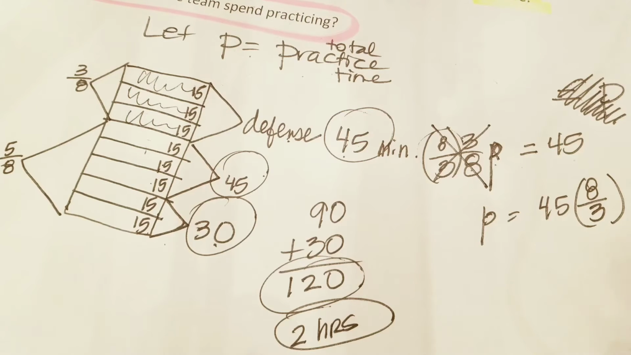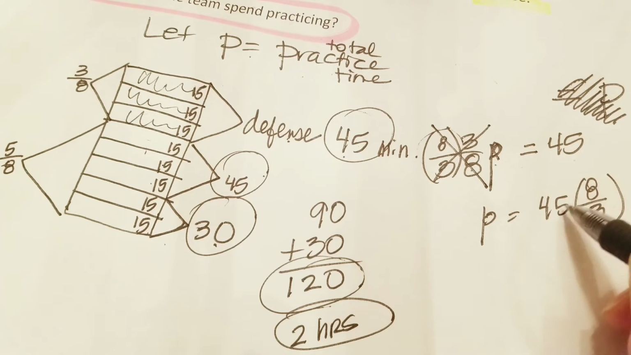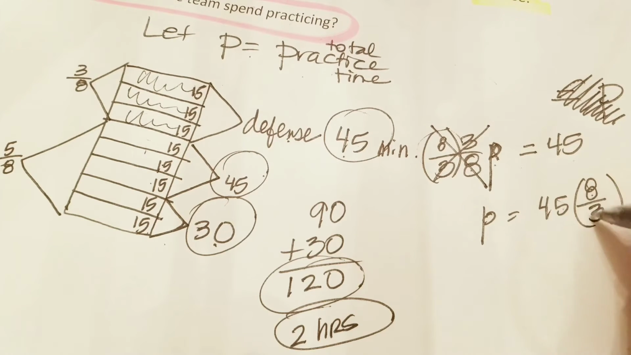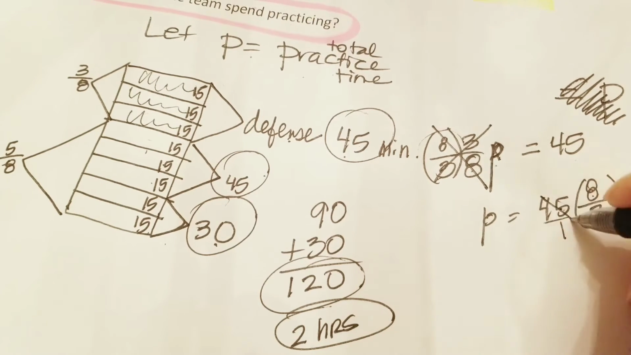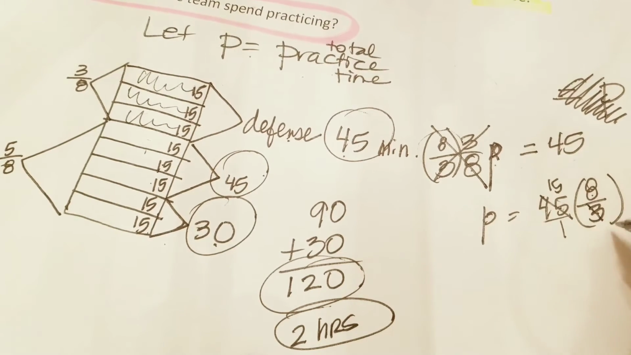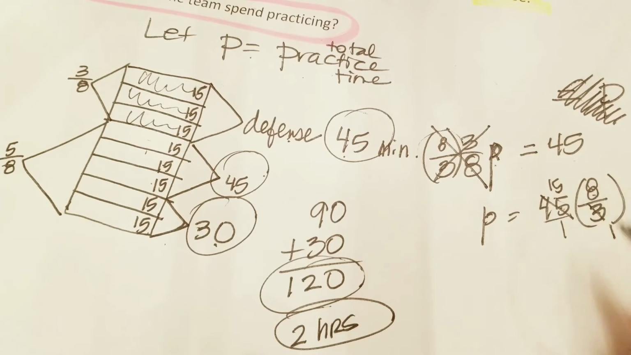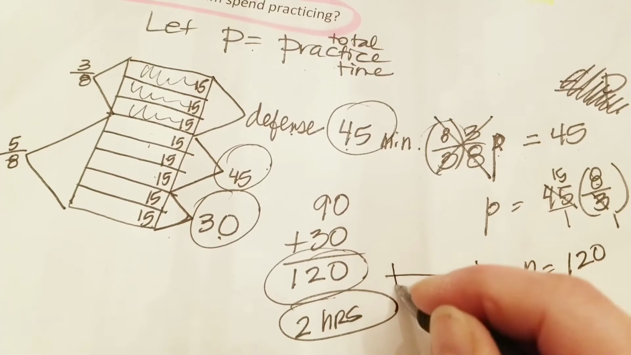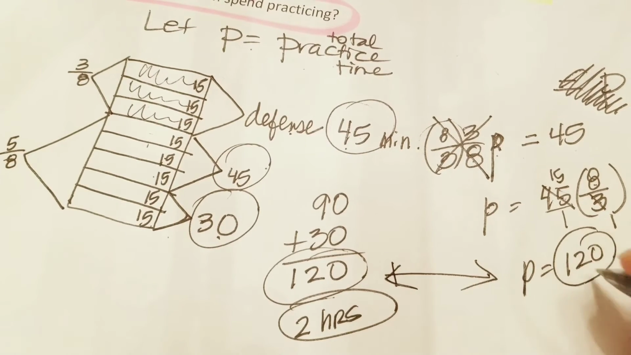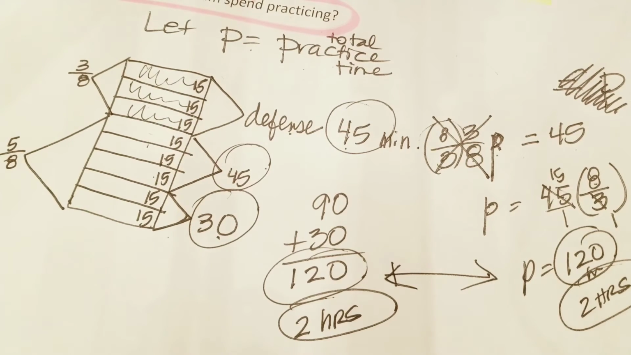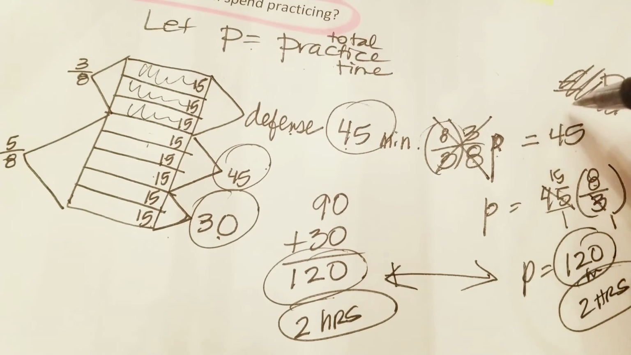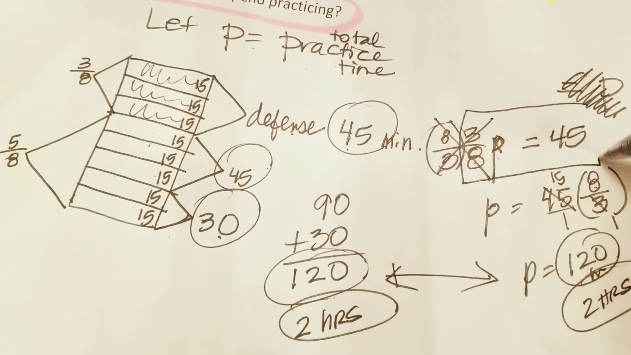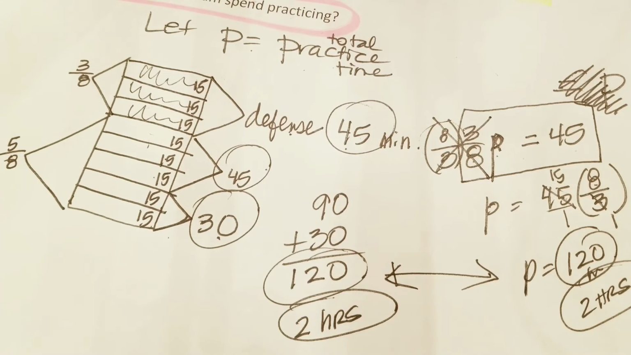You can either multiply straight across, 45 times 8, or you can recognize here that you can cross cancel. So 3 goes into 45 15 times, 3 goes into itself once, 15 times 8 is 120, and those check out. So 120 minutes or 2 hours. And again, you will use this equation here, 3/8 P equals 45.